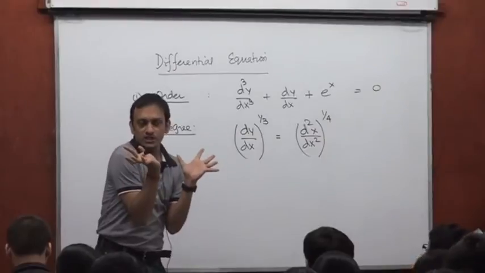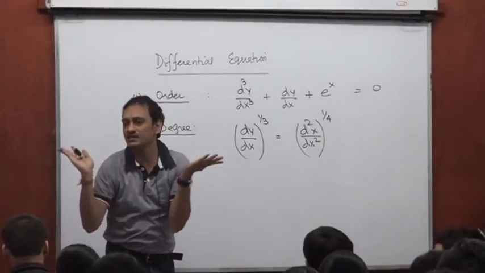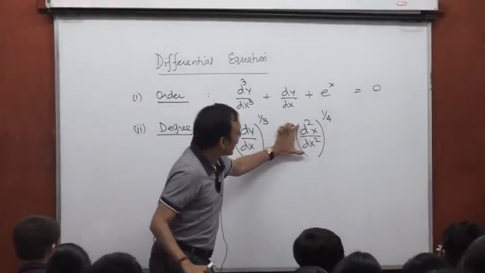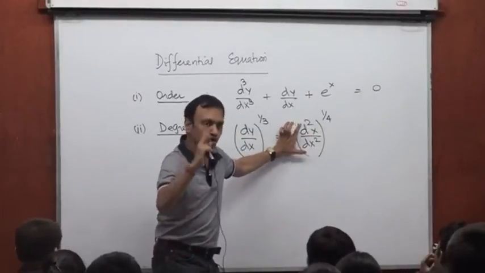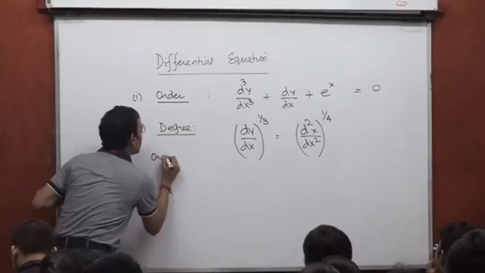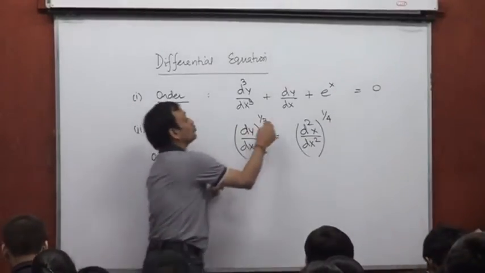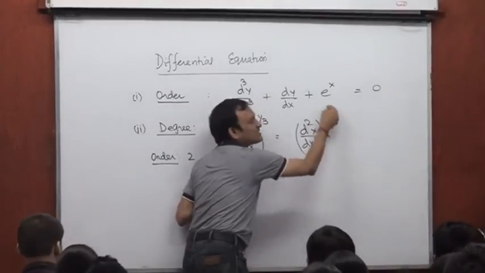As far as the order is concerned, you don't have to free it from radicals and fractions. The order of the differential equation is 2, because the highest order derivative appearing here is 2. So the order is not the problem. The order here is 2. But then you got to free it from these radicals.